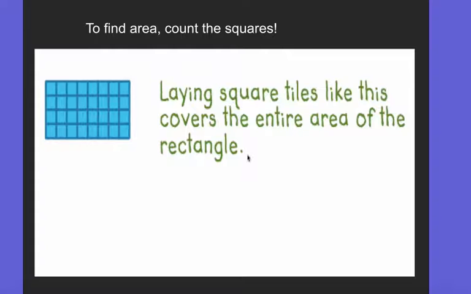So a lot of times we can count area because they've given us squares. For example, you notice that this shape is covered in squares. Well, we can count the squares on the inside to find the area. 1 square, 2, 3, 4, 5, 6, 7, 8, 9, 10, 11, 12, 13, 14, 15, 16, 17, 18, 19, 20, 21, 22, 23, 24, 25, 26, 27, 28, 29, 30, 31, 32. There were 32 squares covering the inside of this shape, so I can say the area is 32.